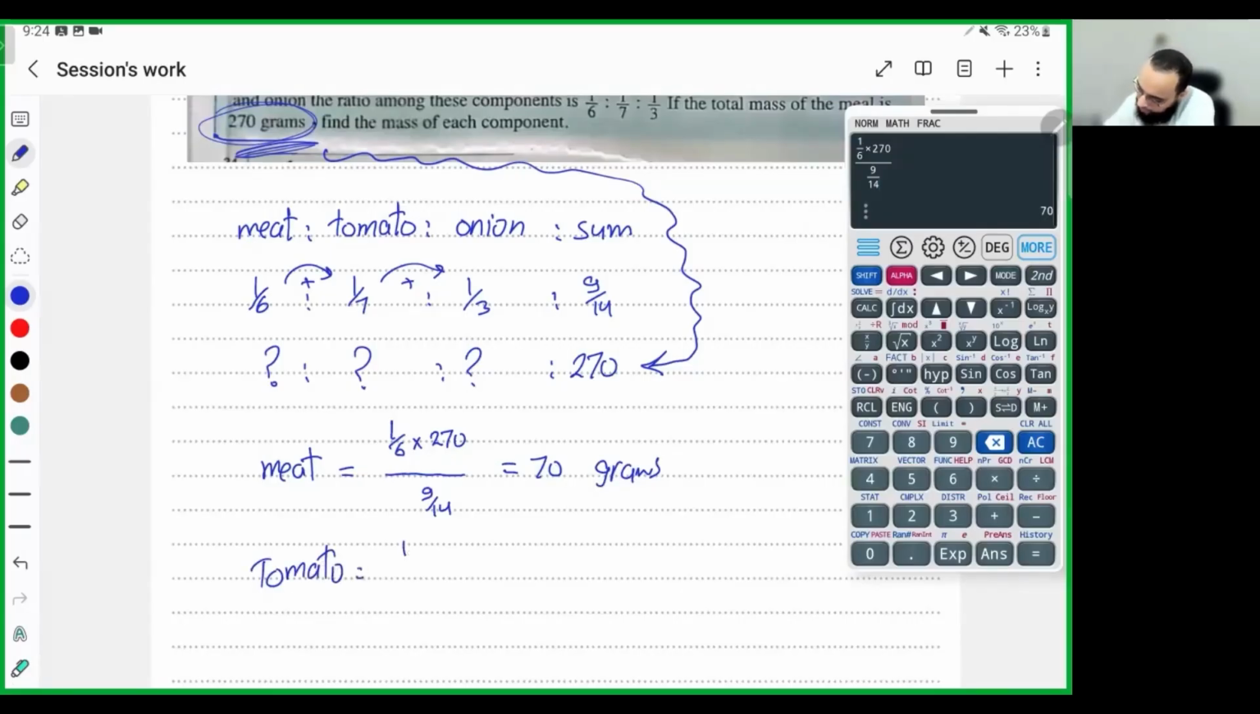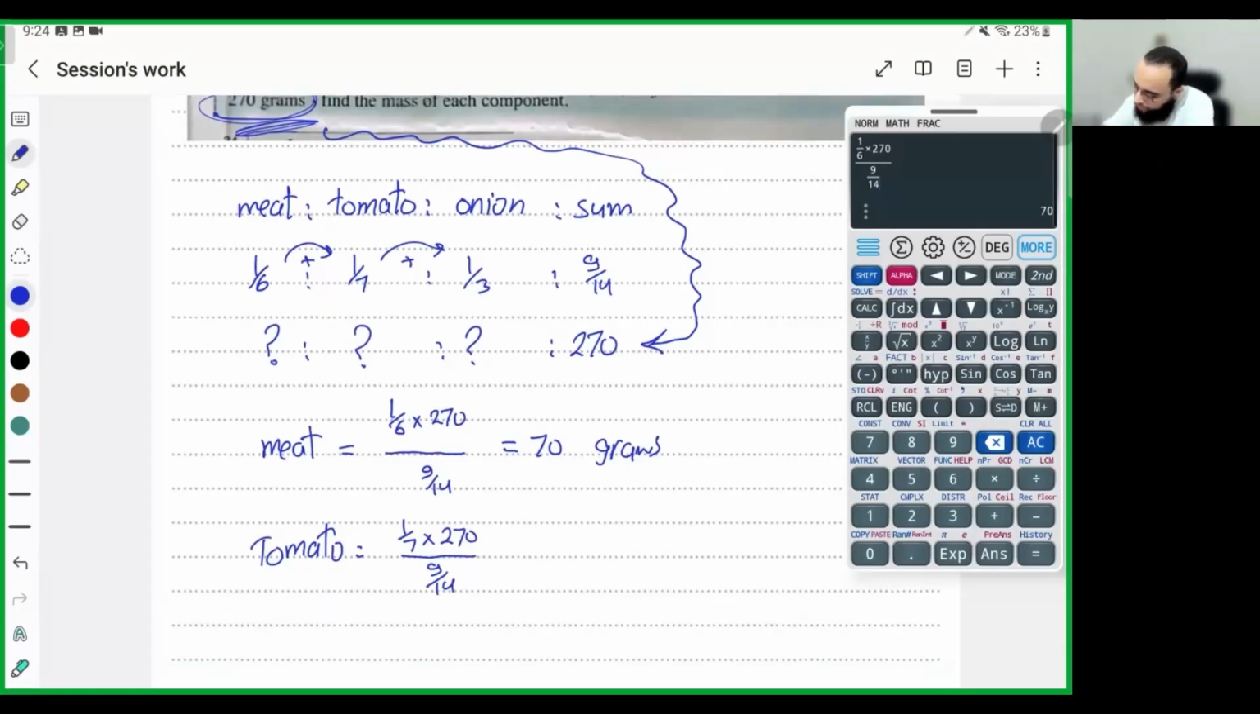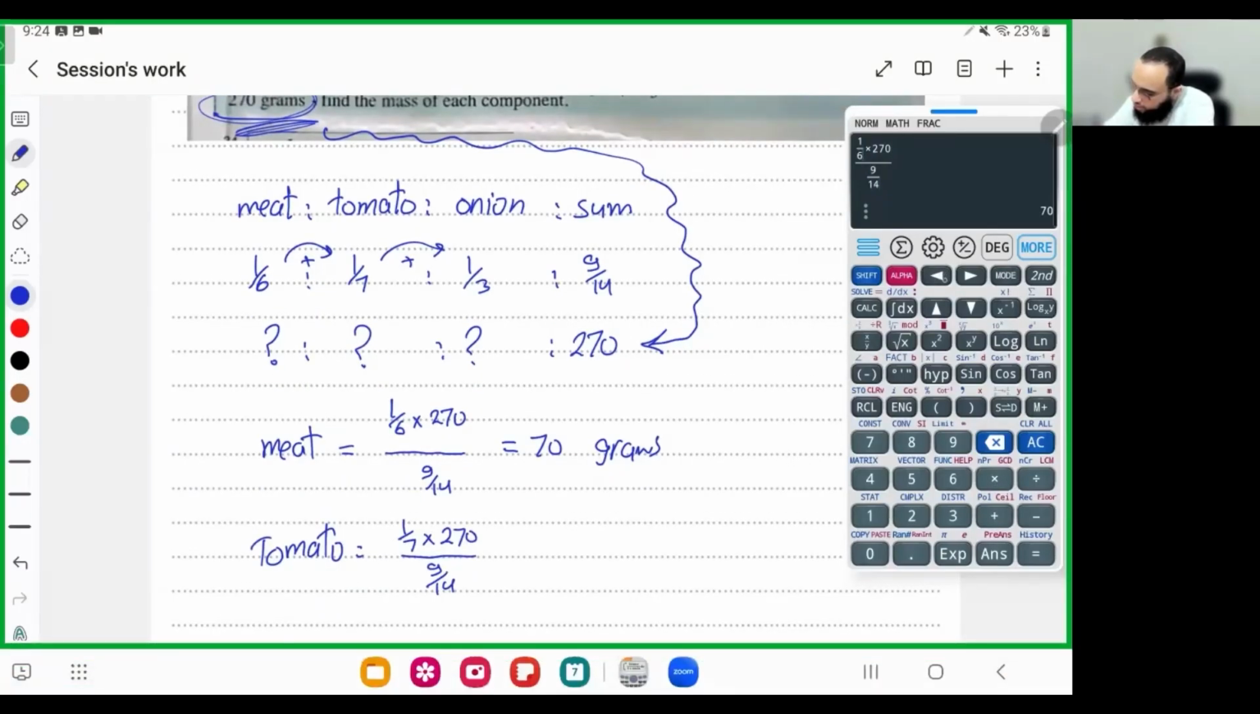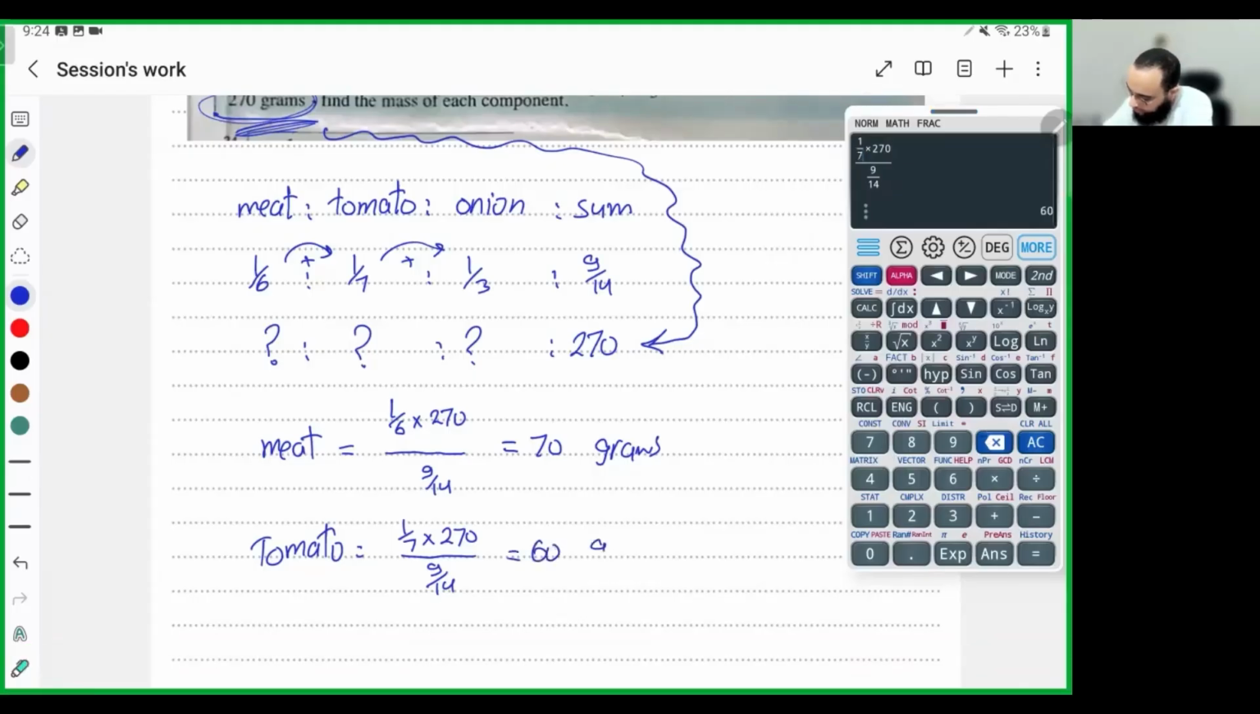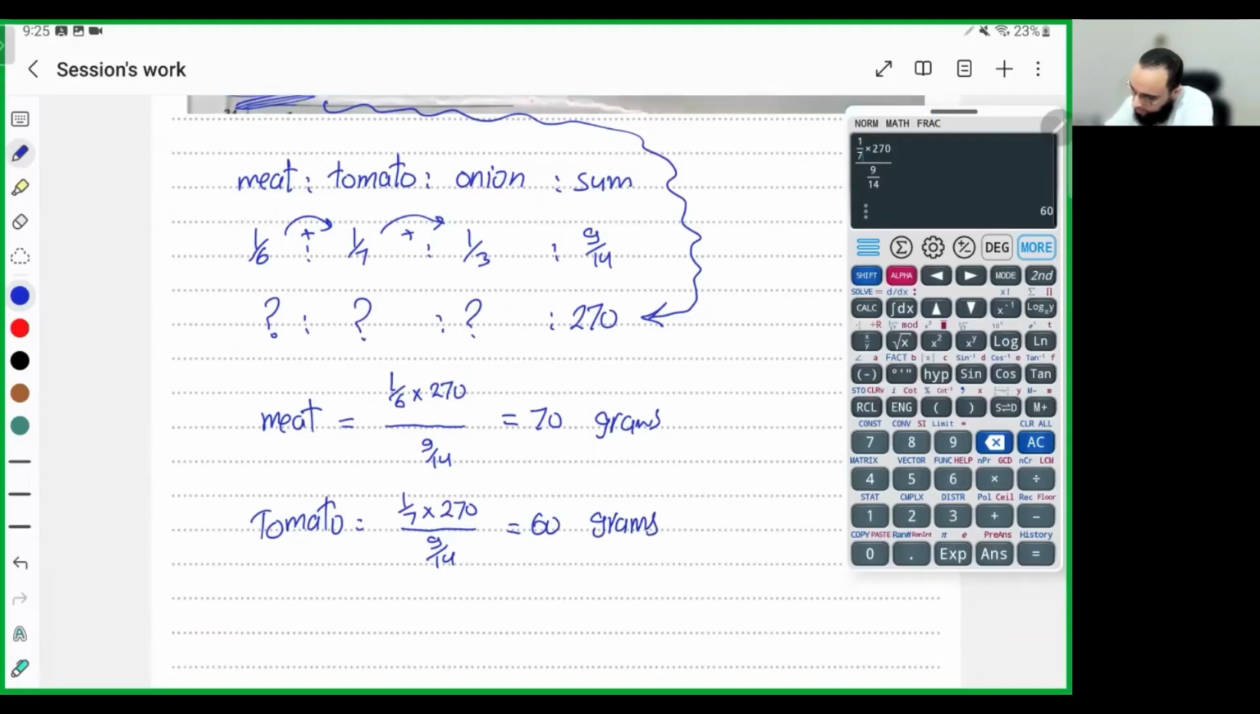Tomato is also 1 over 7 multiplied by 270 divided by 9 over 14. Go back with the arrow. Only change the 6 into 7. It's 60. Okay, 60. And the onion?